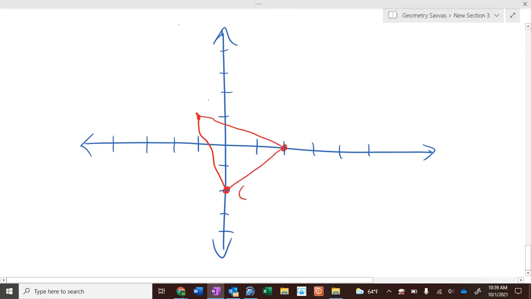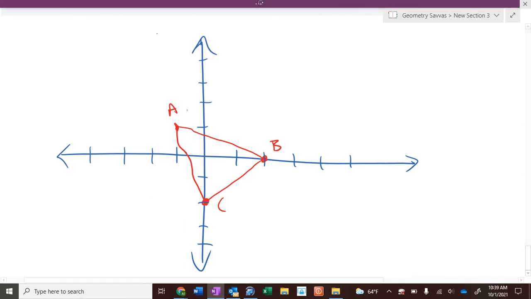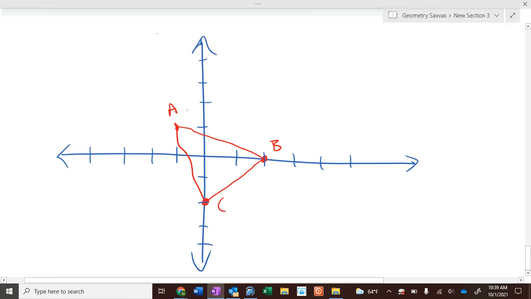All right, so we have the points A, B, and C. A is at negative 1, 1. B is at 2, 0. C is at 0, 2. I want you to tell me where it would go if we reflected across the line x equals 1.